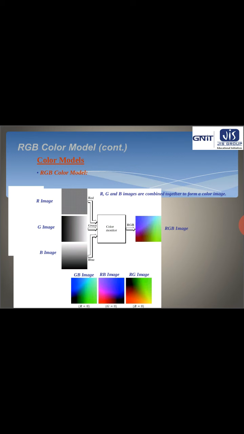So three different types of combinations have been given here. One is for GB, another is for RB, and the last one is for RG, considering R equals 0 for the first case, G equals 0 for the second case, and B equals 0 for the last case. So this is the color image models.